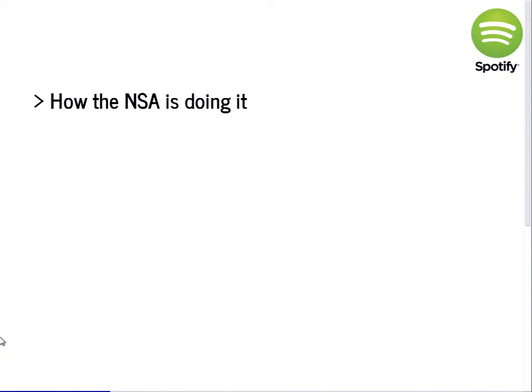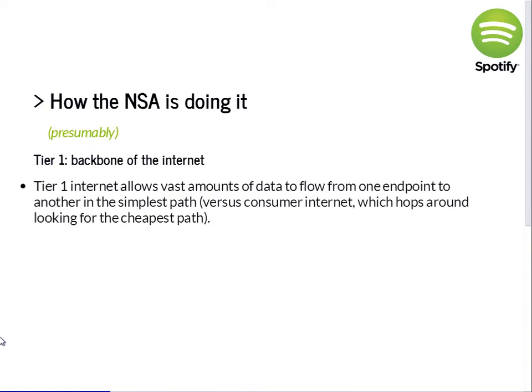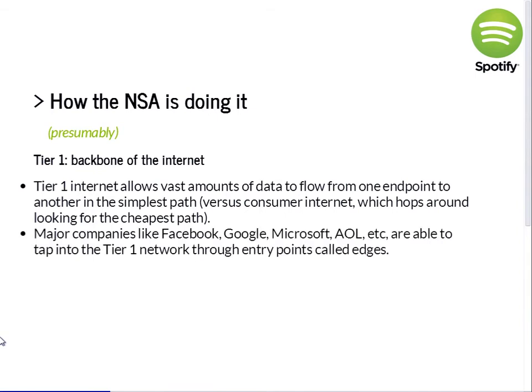All right, now kind of how the NSA is doing it, presumably. It's through the tier one, the backbone of the internet. The tier one internet allows vast swaths of data to flow from one endpoint to another within the simplest path, versus consumer internet, which hops looking for the cheapest path. Major companies like Google, Facebook, etc. are able to tap into the tier one network through entry points called edges.